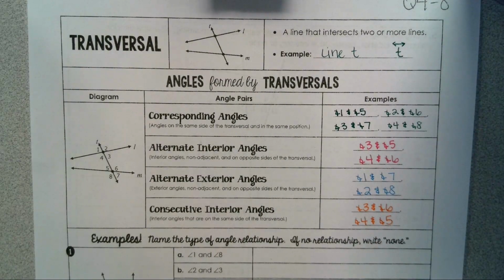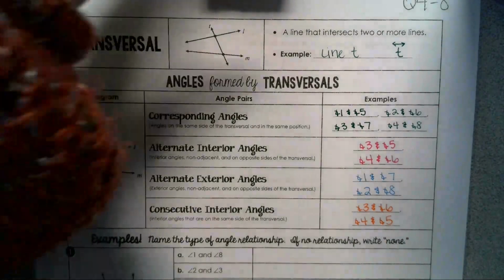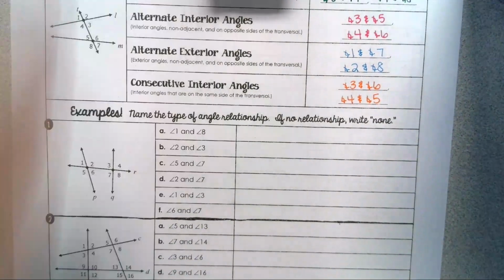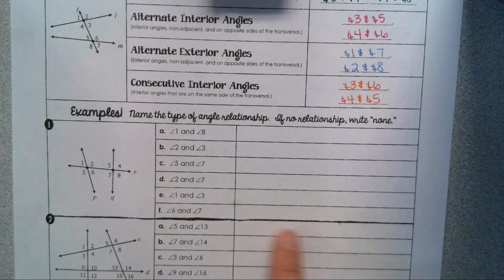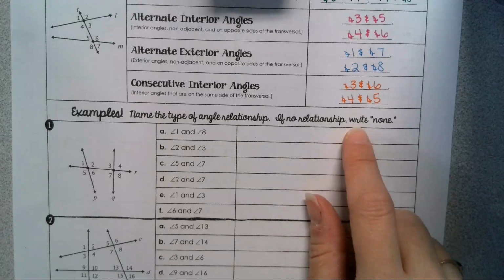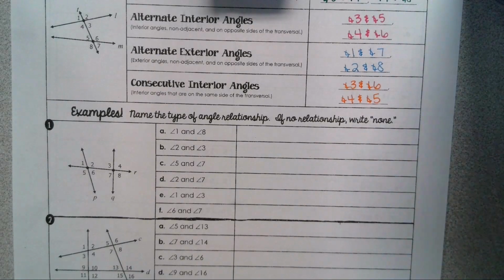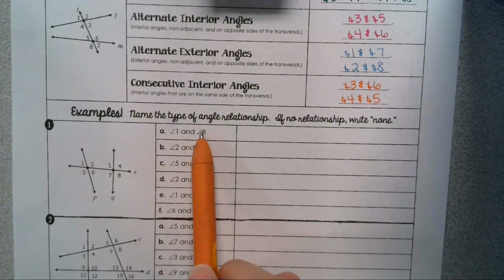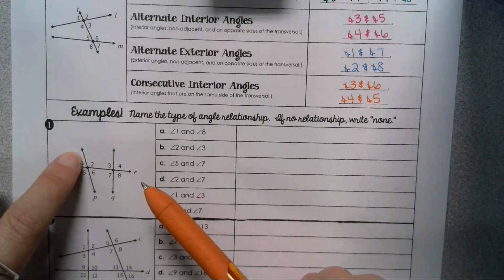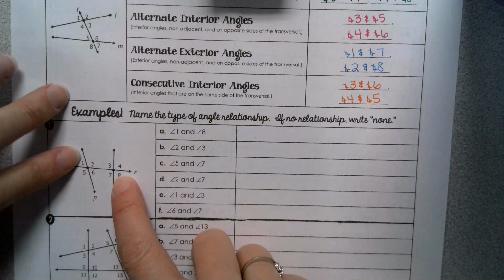Okay, so I'm going to do some practice with this. We've got a diagram down here, we've got some angle pairs, and we want to name the type of angle relationship. And if there's no relationship, we're going to write none. So let's look at the first one. We have angle 1 and angle 8. So angle 1 is right here, and angle 8 is down here.